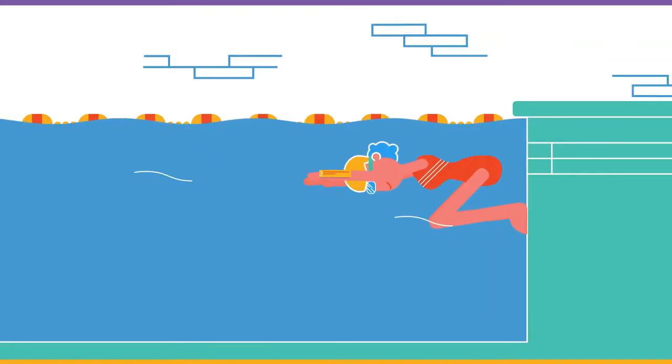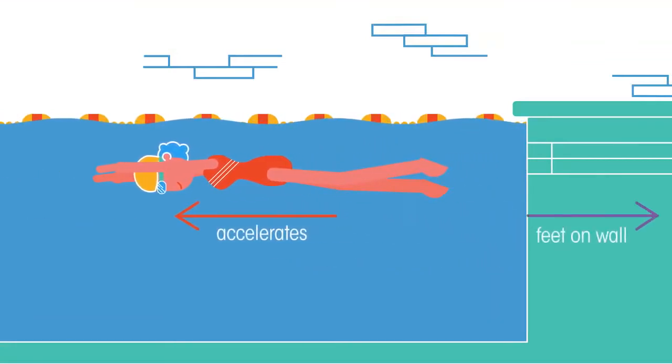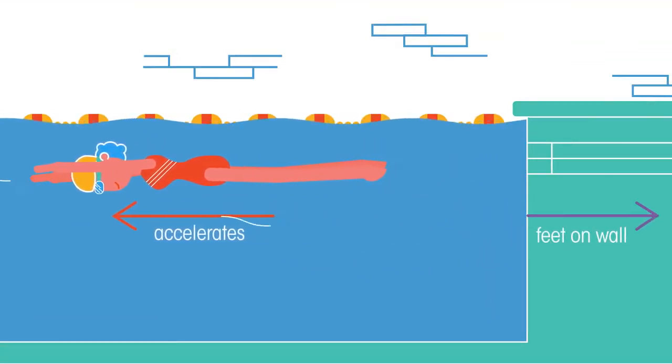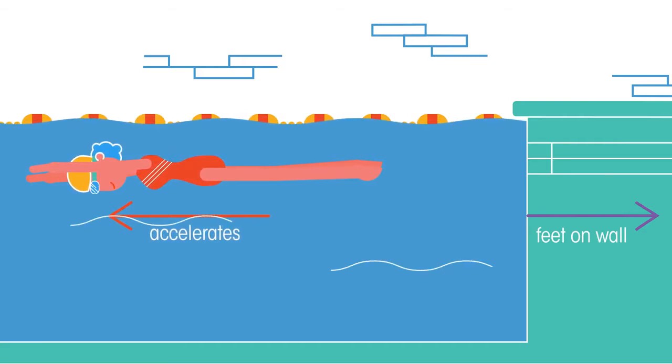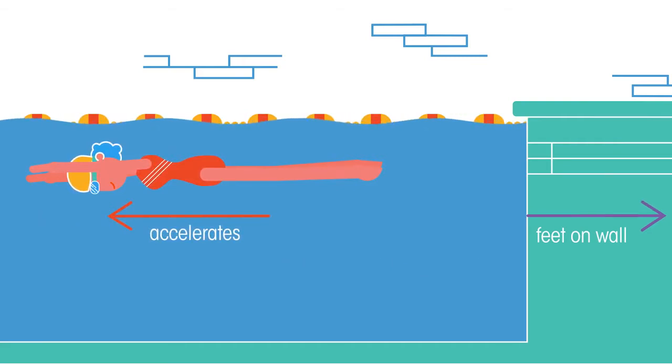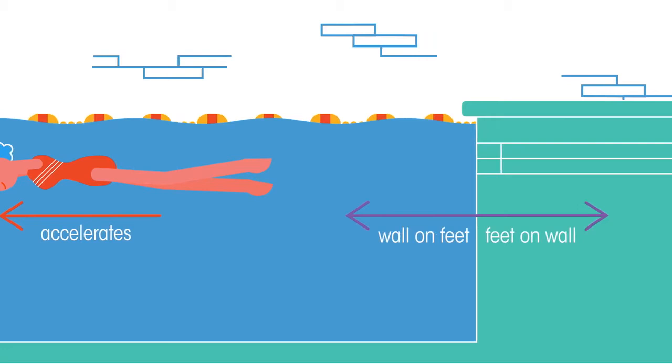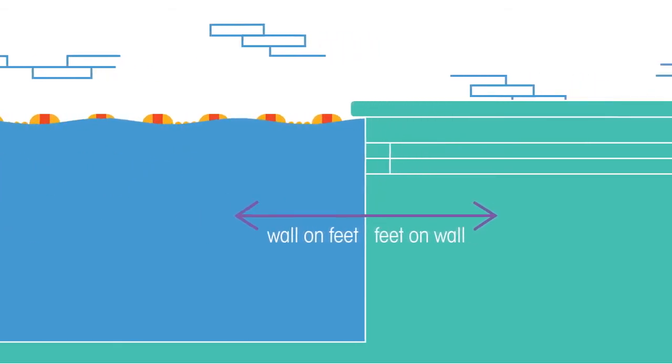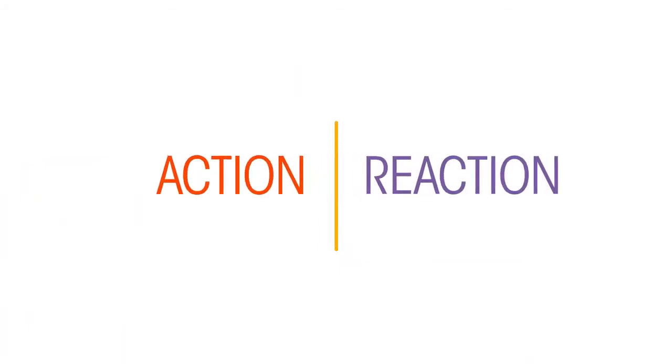For example, the swimmer pushes against the pool wall with her feet and accelerates in the direction opposite to that of her push. The wall has exerted an equal and opposite force back on the swimmer. The forces are equal in magnitude or size, but opposite in direction. Forces always come in pairs, the action and reaction, and often it is not clear where the second force is.